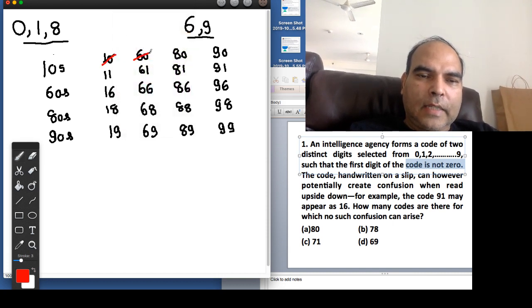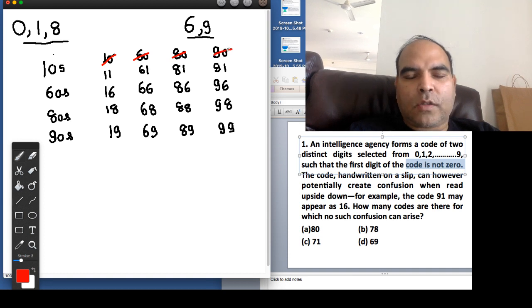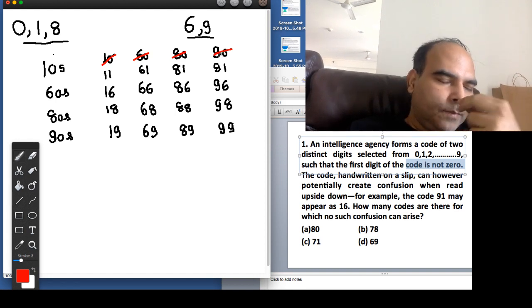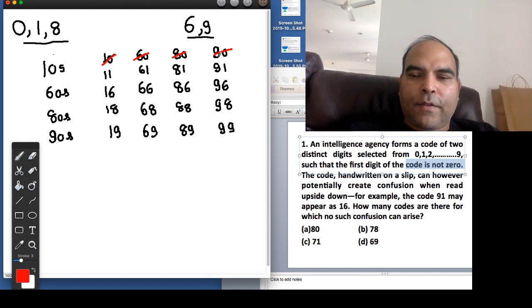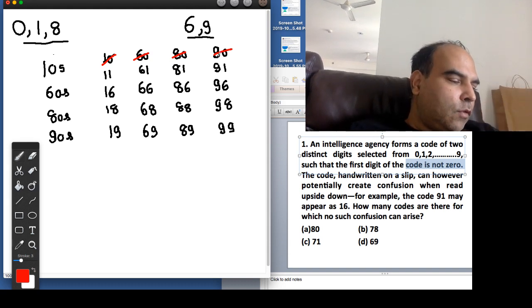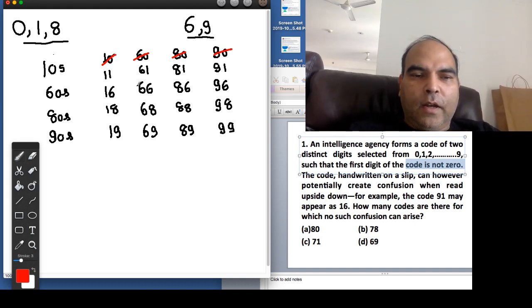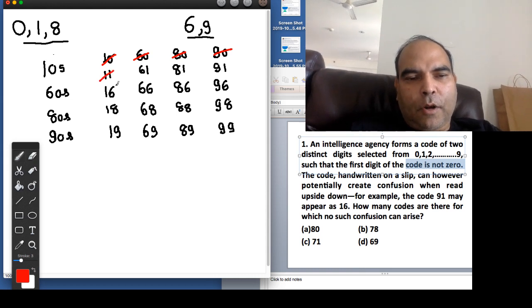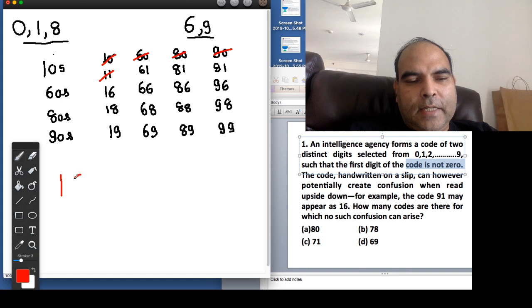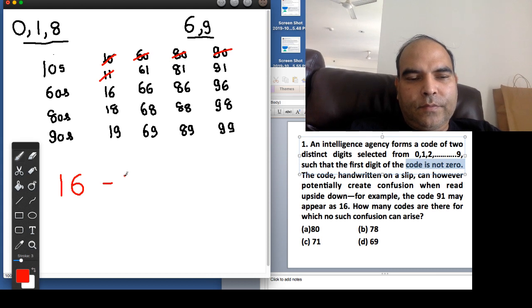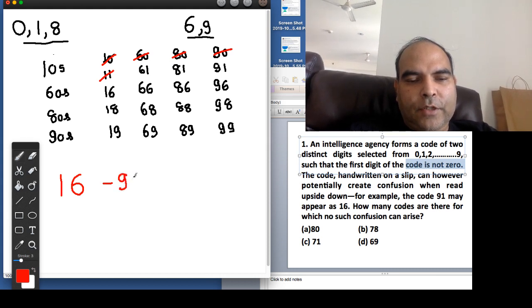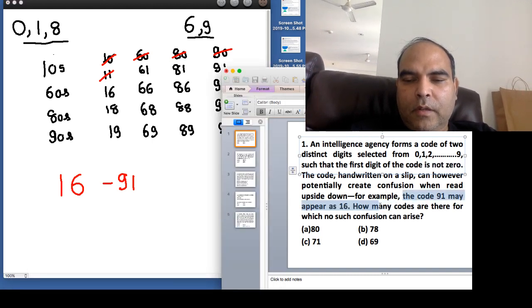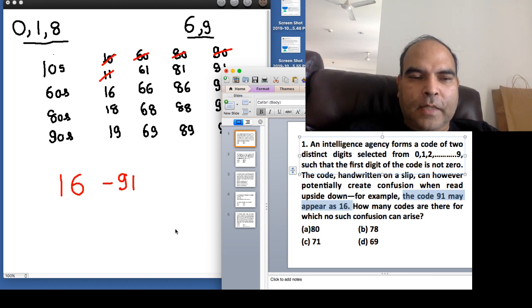And 10, 60, 80, and 90 will not cause a problem because they'll look like 01, 09, 08, or 06. And since the code can't start with 0, you will not have a confusion on those numbers. So if you go ahead with 11, 11 will look like 11, so that's not a problem. If you look at 16, 16 will look like 91. And that's something which is already mentioned in our problem here: the code 91 appears as 16 or 16 appears as 91.